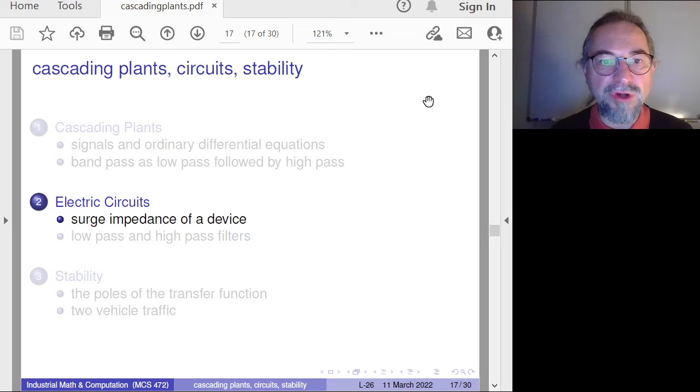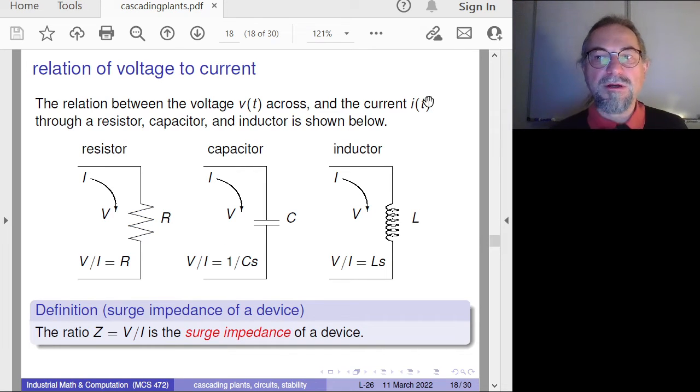Let us now look at circuits as examples of plants. So any circuit is made out of three basic building blocks: a resistor, a capacitor, and an inductor. This is shown here with the symbols. So we have voltage that runs across these, and there is a current through these elements. You see the resistor has this ratio of the voltage over the current. In general, the ratio of the voltage over the current is what is called the surge impedance of the device.